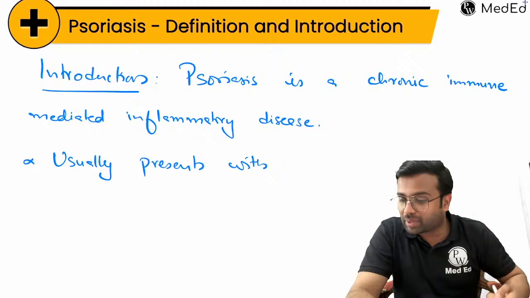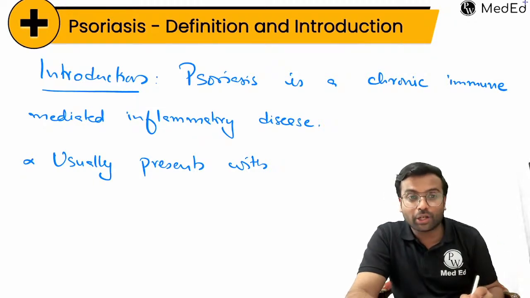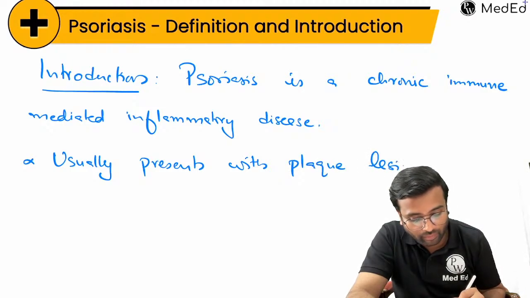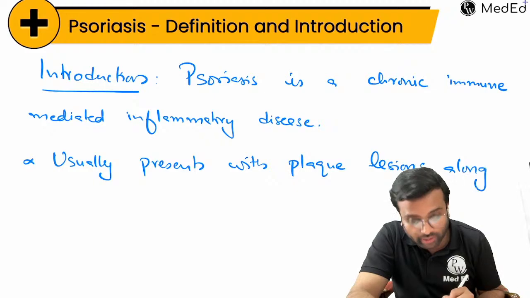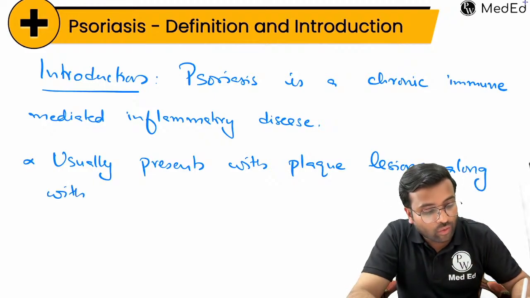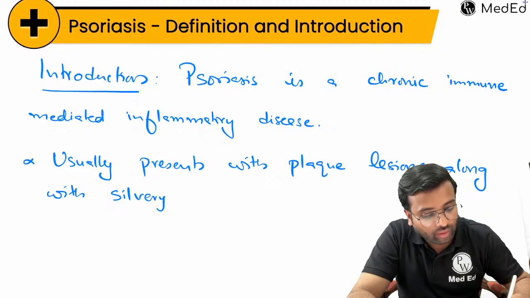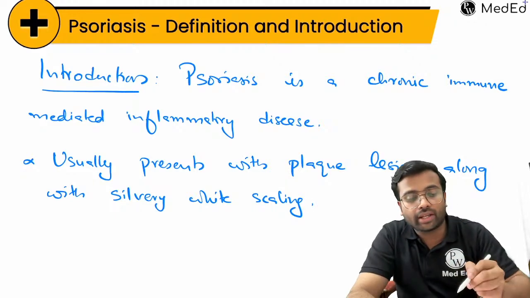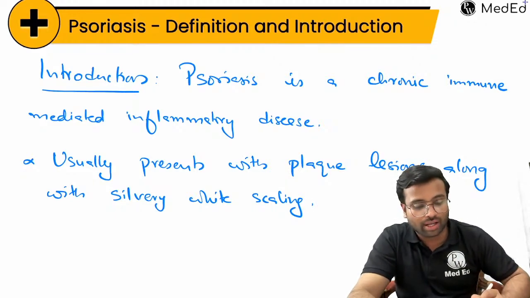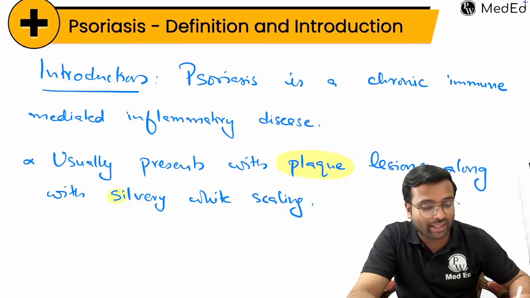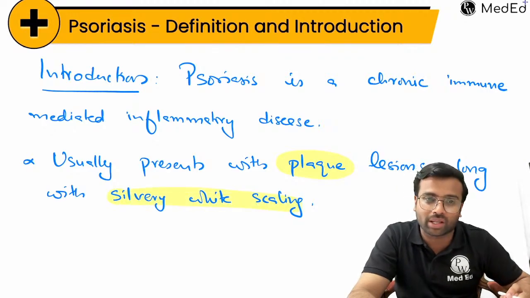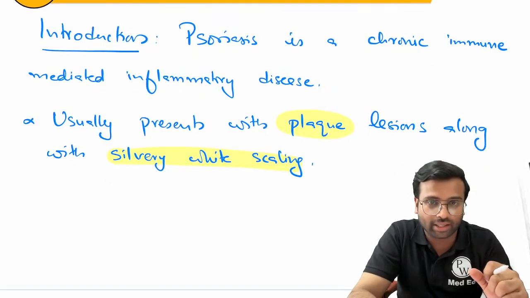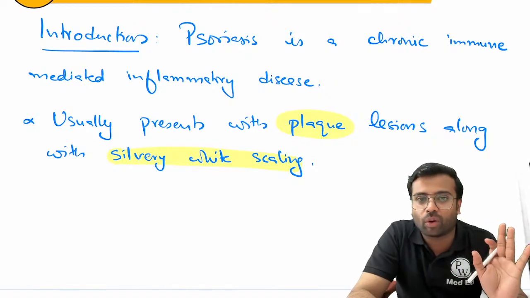The patient usually presents with plaque lesions along with silvery white scales. Now what is happening here is, in this sentence, what is giving you the mark? The plaque lesion is giving you the mark, and the silvery white scaling is also giving you additional marks, because these are exact keywords that the examiner will be looking for. Correct? So that is about a short introduction about psoriasis.